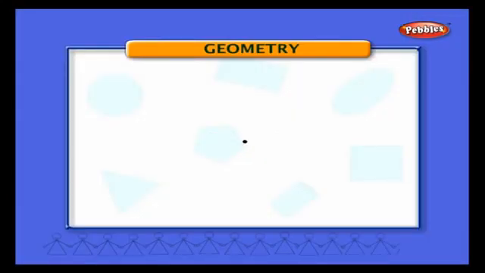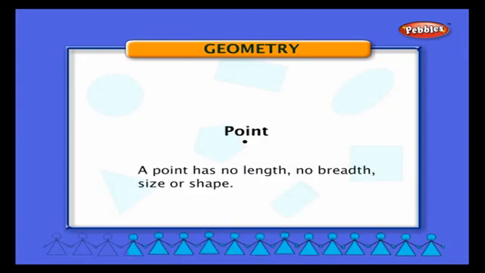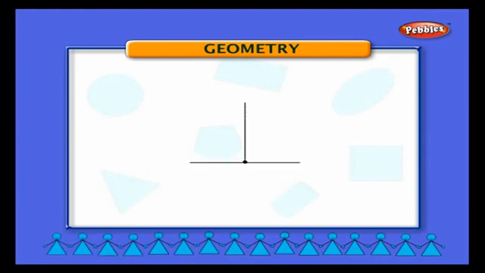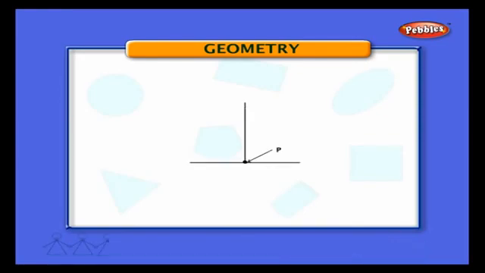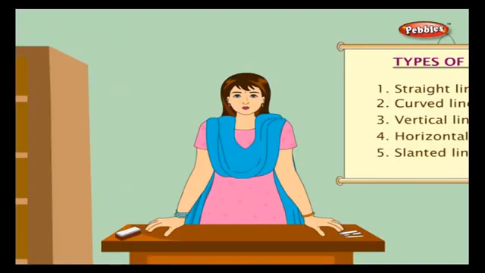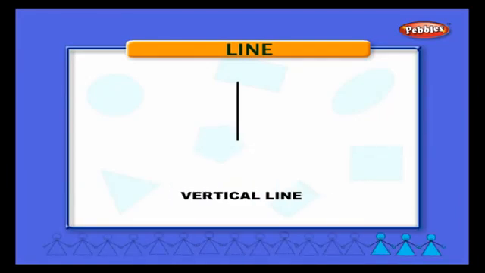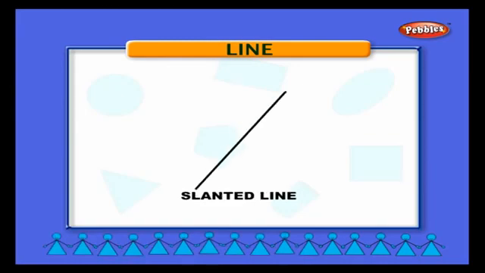Geometry. Point. A dot seen on the screen is called a point. A point has no length, no breadth, size or shape. When two straight lines meet, the meeting point is called a point. It is generally denoted by a capital letter P or Q. Line. A line has no starting point or end point. A set of points is called a line. There are many types of line: a straight line, a curved line, a horizontal line, a vertical line, and a slanted line.